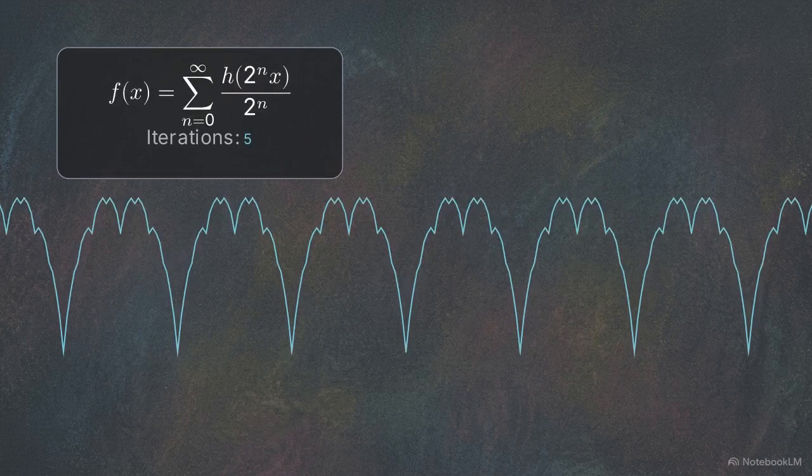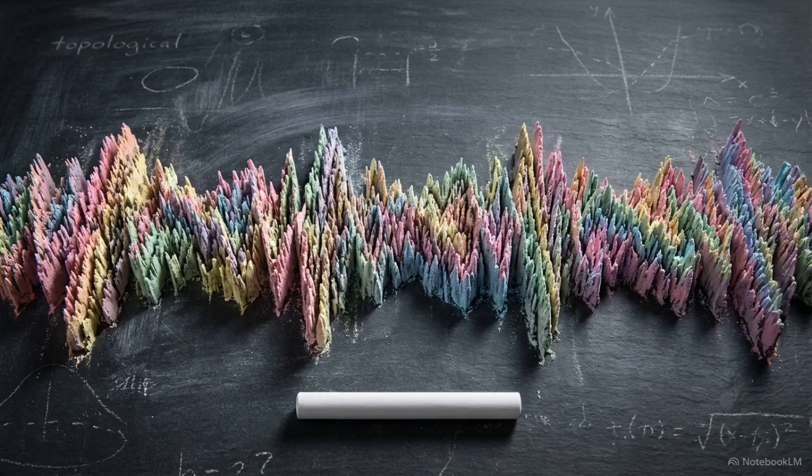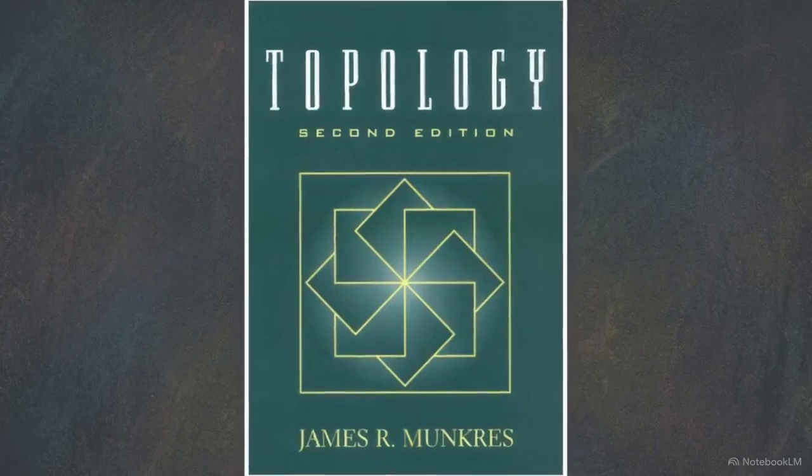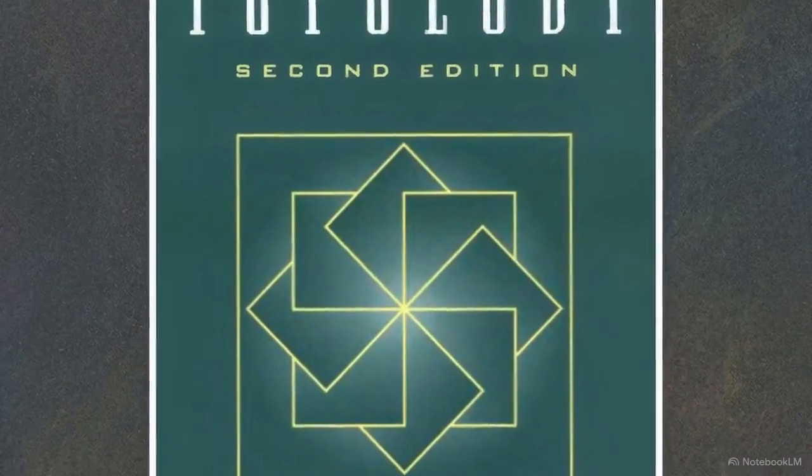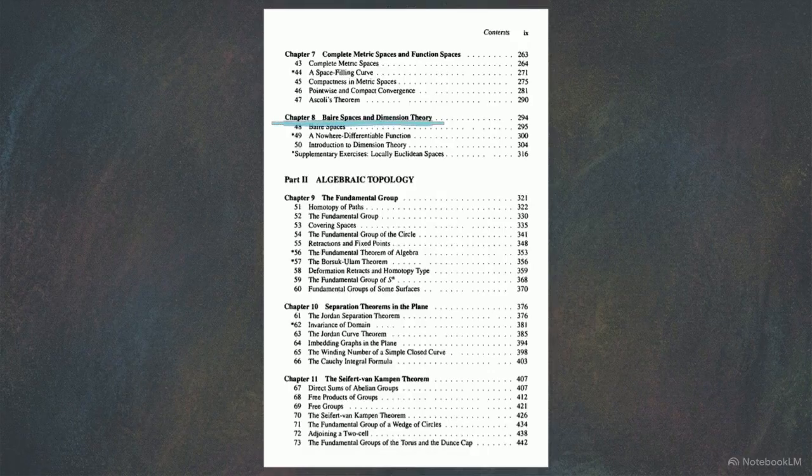This is a classic mathematical paradox, a function that is continuous everywhere, meaning it never breaks, yet it is differentiable nowhere. How can a line be drawn without once lifting the pen, yet possess no measurable trajectory or defined slope at any point? To solve this, we look to James R. Munkres and his foundational text, Topology. Chapter 8 provides the map.